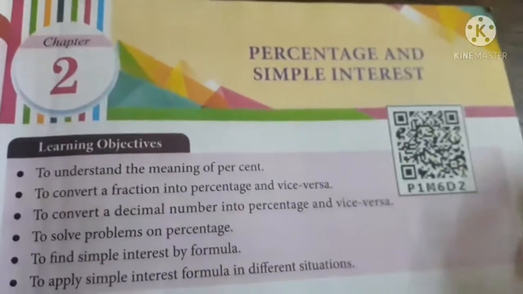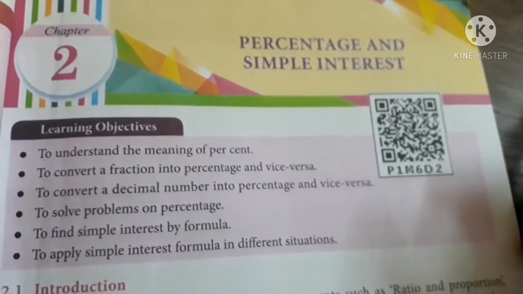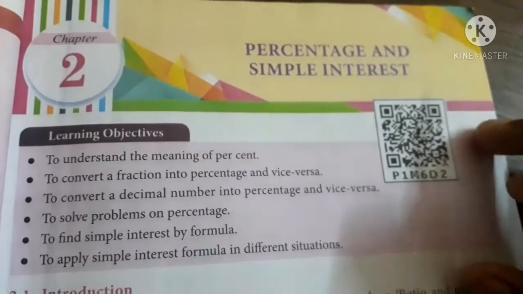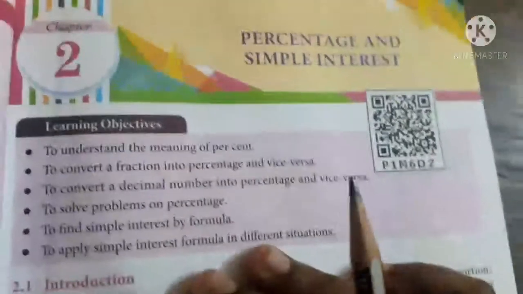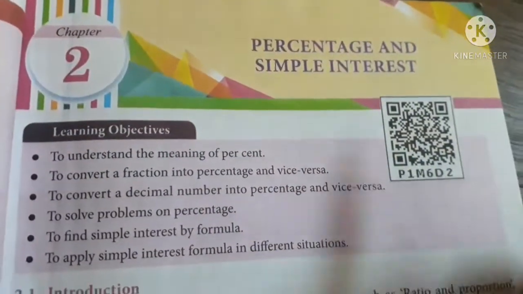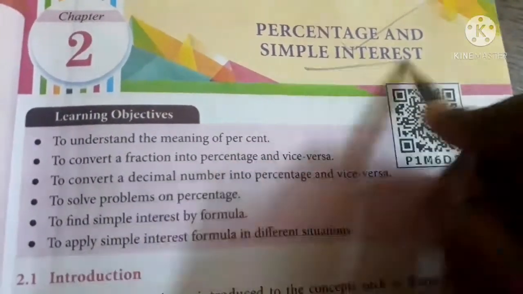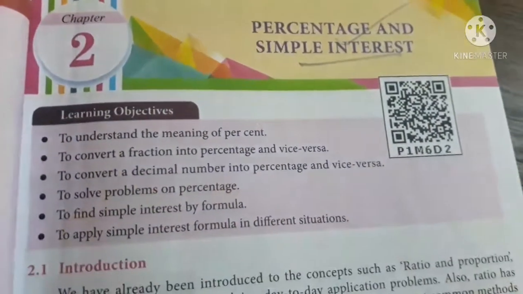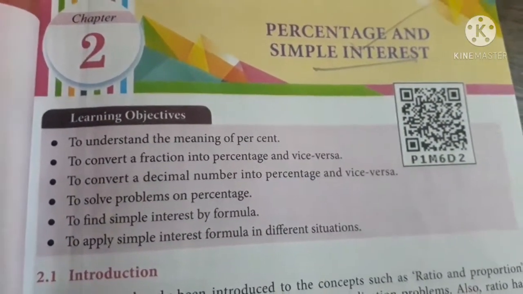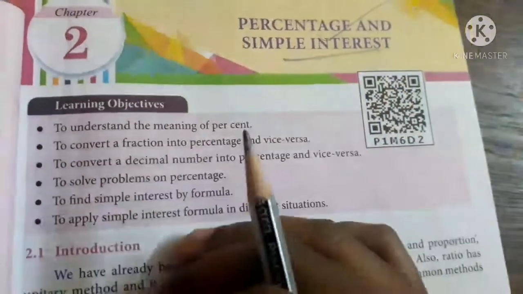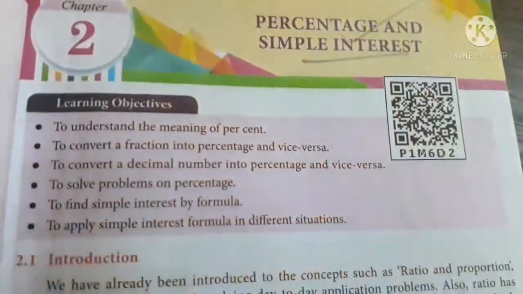So students, now let us move on to the second chapter, percentage and simple interest. I think we all know about percentage because we have seen discount sales like 25% off, 30% off. Those are all percentages. And here we are going to see simple interest. When you take a loan from a bank, they will put a simple interest on you. So you should pay extra for the loan you have taken. That is called simple interest.